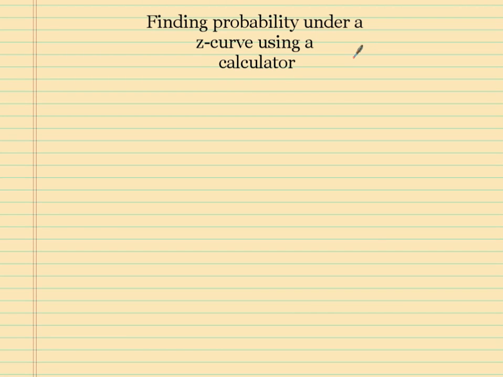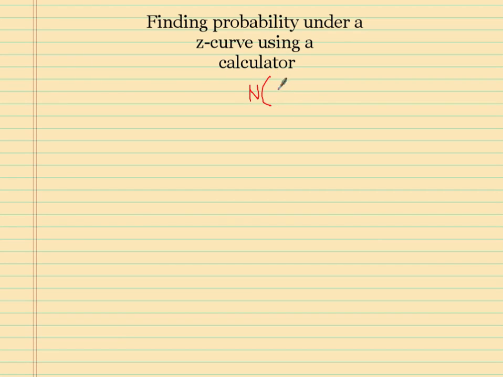Hello everybody, today I'm going to be talking about finding the probability under a z-curve or a standard normal distribution using a calculator. Instead of going through showing you what the calculator does, I'm just going to go ahead and show you an example. So let's go ahead, or a few examples.